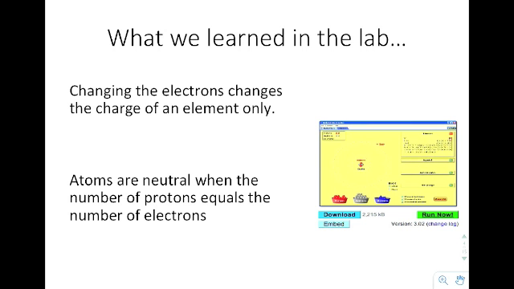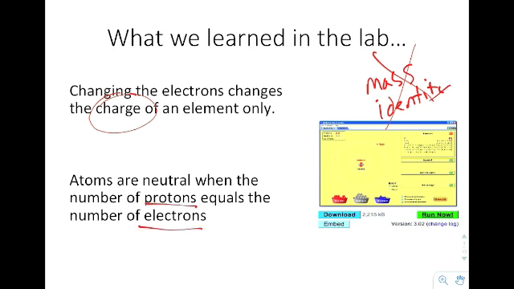Now what we learned in the lab is that changing the electrons changes the charge of an element only. It doesn't change the mass, and it doesn't change the identity. Neither one of those changes with changing electrons. It only changes the charge. Atoms are neutral when the number of protons equals the number of electrons. The reason why is protons have a positive charge, electrons have a negative charge. When you put those together, they cancel each other out and become zero, or neutral.